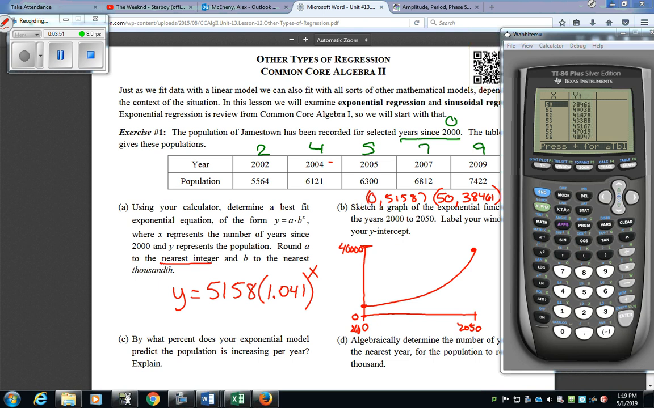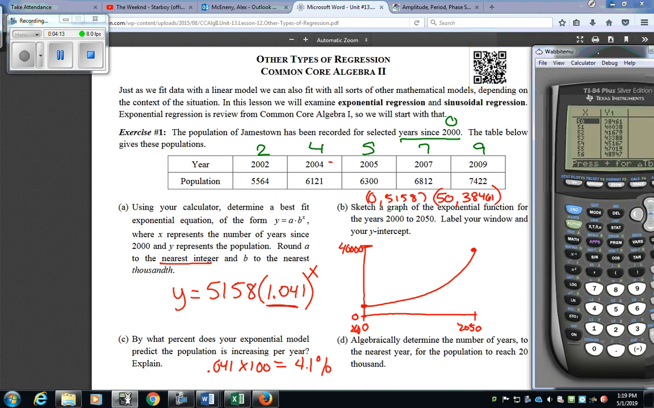Now for part C, by what percent does the exponential model predict the population is increasing? You get the percent by what's in the parentheses. What you want to do is take the part past the 1. It's 0.041. And you want to multiply that by 100. So that ends up being 4.1%. So that means that the population is growing 4.1% a year.